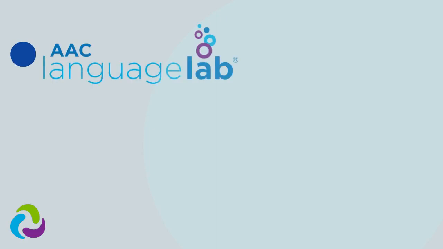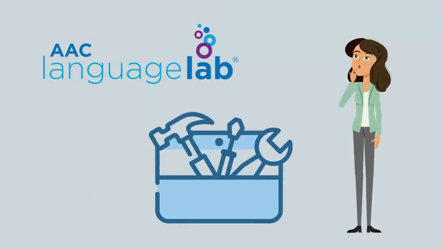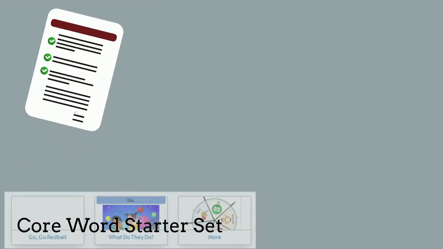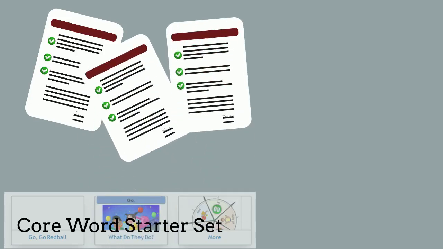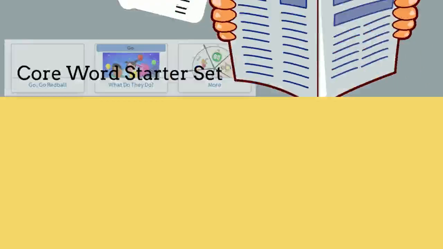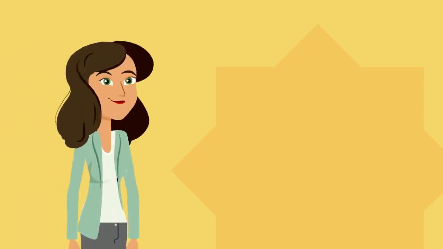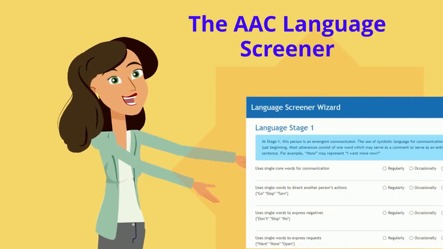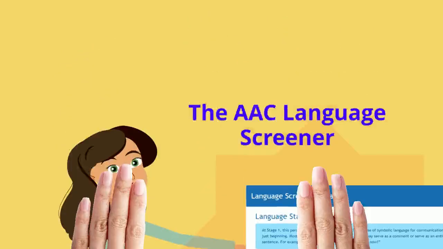The AAC Language Lab is a wonderful resource to have in your toolbox. Try it before you buy it with the Core Word Starter Set of free lesson plans based on 25 words that are perfect to start using with a new communicator. The AAC Language Screener helps determine the skills your student already has and then fills in any gaps. It also helps figure out where to start.